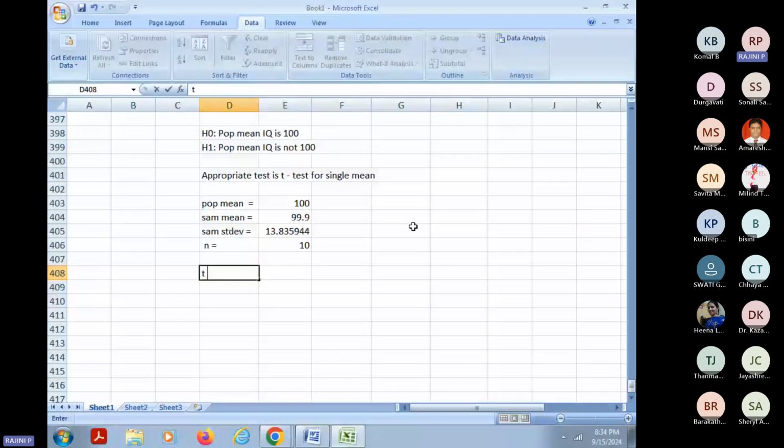Then what is the tcal formula? Tcal is equal to x bar, that means sample mean, minus mu, that means population mean. Close the bracket, divided by, open the bracket, s, the standard deviation, by root n, sqrt of n. Then close the bracket, then enter. So what is the tcal value? Minus 0.022.